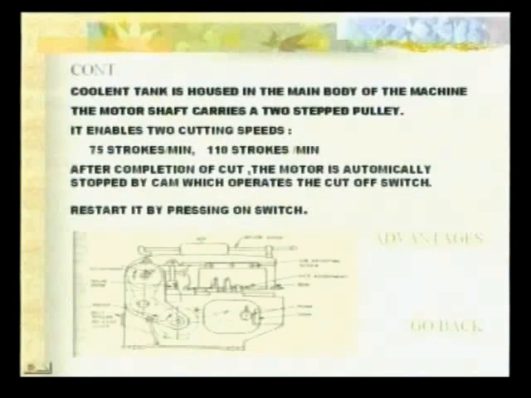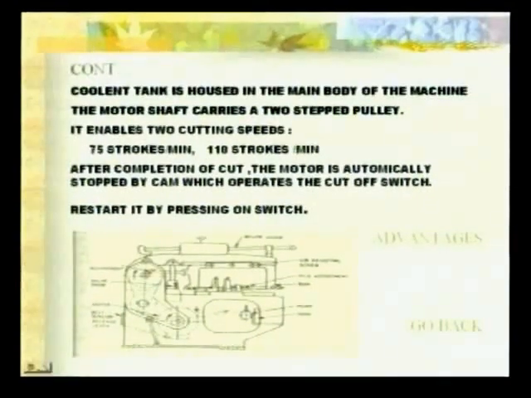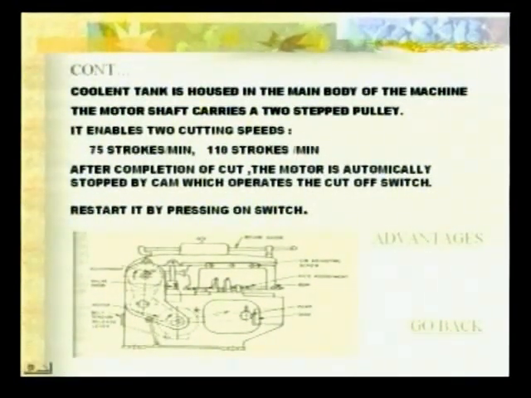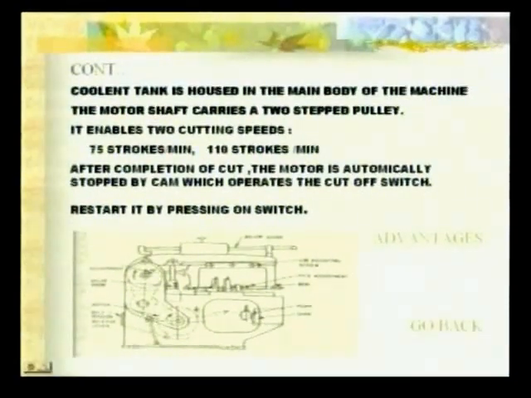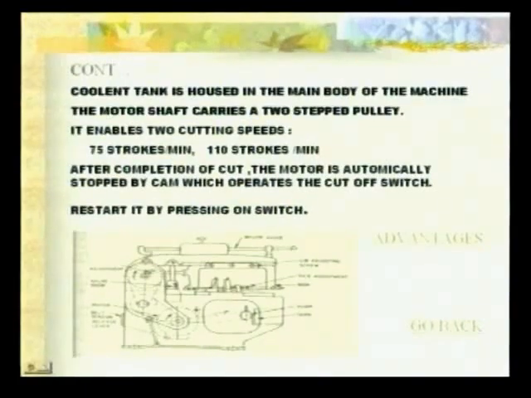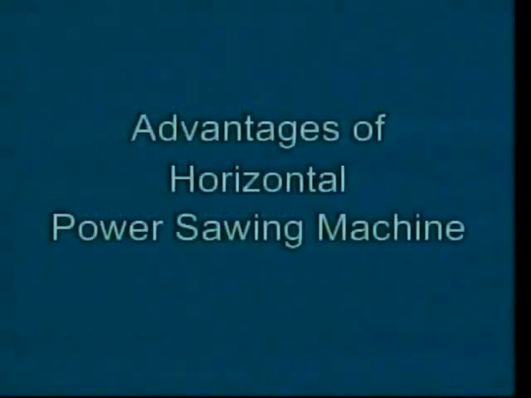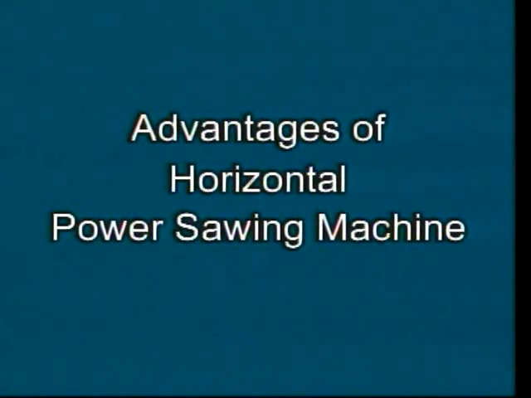The power hacksaw is most commonly used where a large number of pipes of required lengths are to be cut from large bar stock. It is also used to cut castings, forgings and other parts. Now let us discuss the advantages of the horizontal sawing machine, that is the power sawing machine.